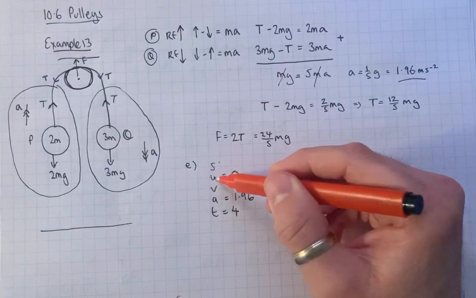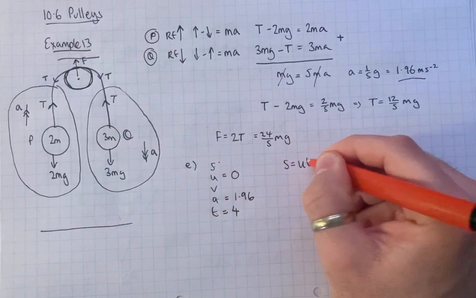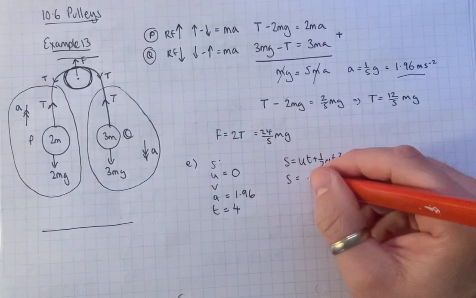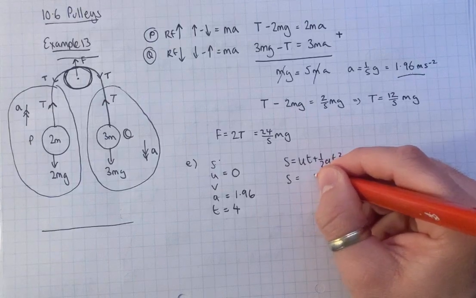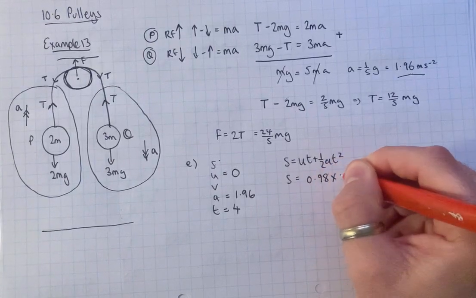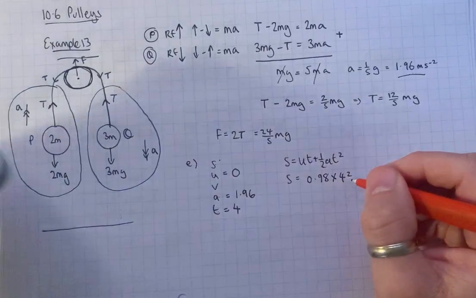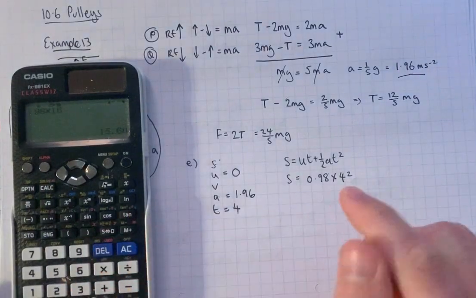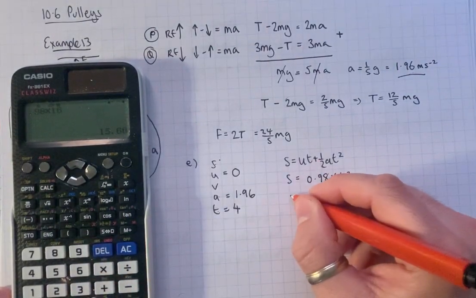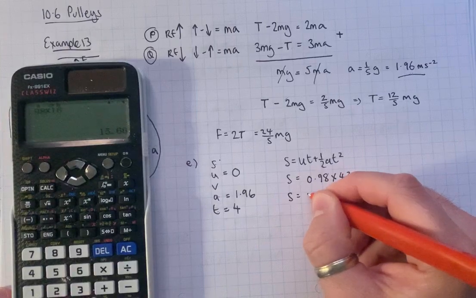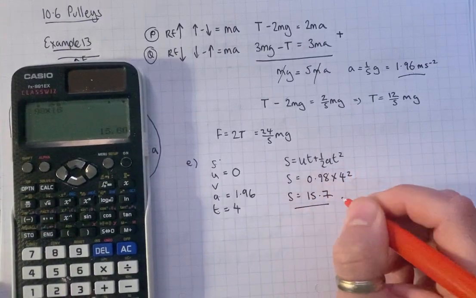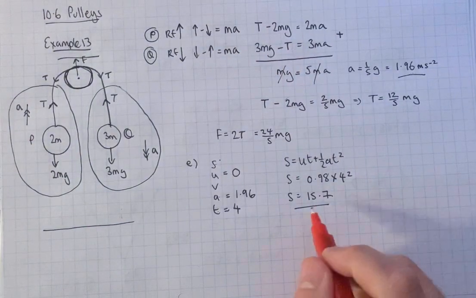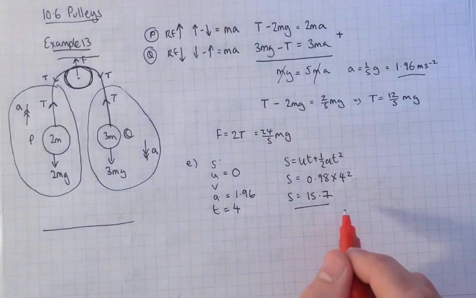So the formula that hooks up s, u, a and t is s equals ut plus a half a t squared. s equals ut, which is 0, plus half a, which is 0.98, times 4 squared. So 0.98 times 16, which is 15.68. So I'm going to round that to 15.7, 3 sig figs. I did say if it involves g, you shouldn't go beyond 2 sig figs. You'll get away with 3 sig figs, but really I should put 16 to 2 sig figs.